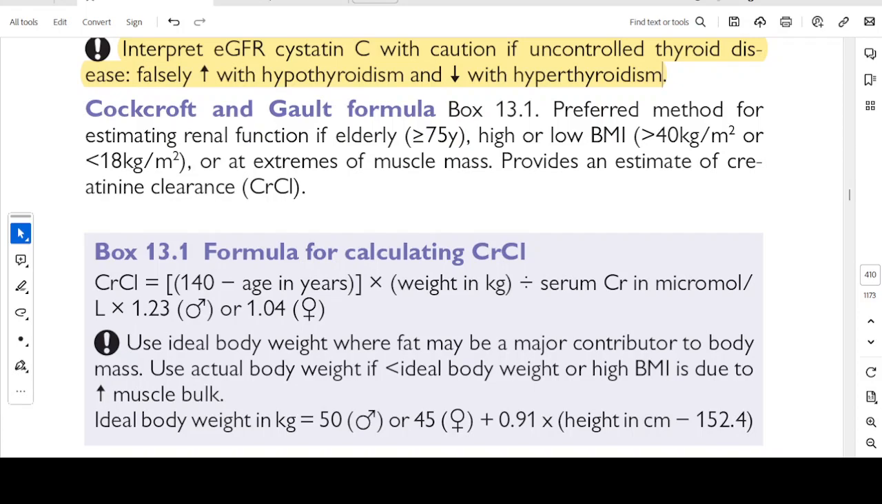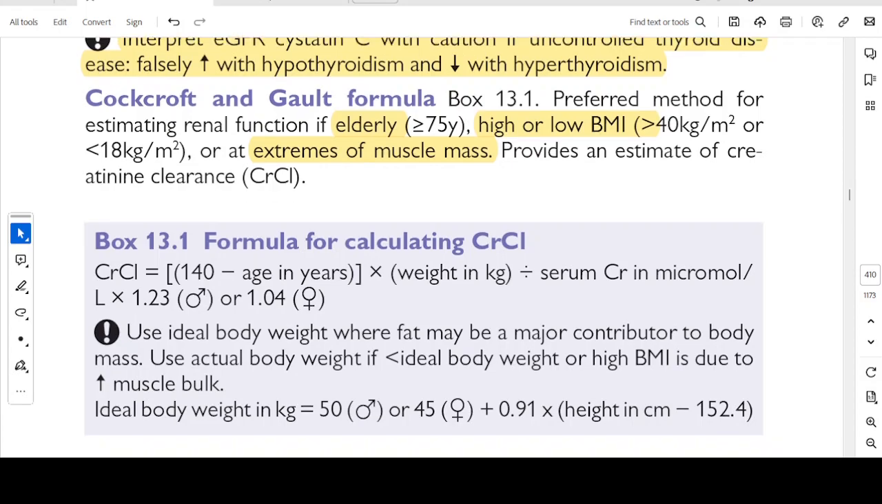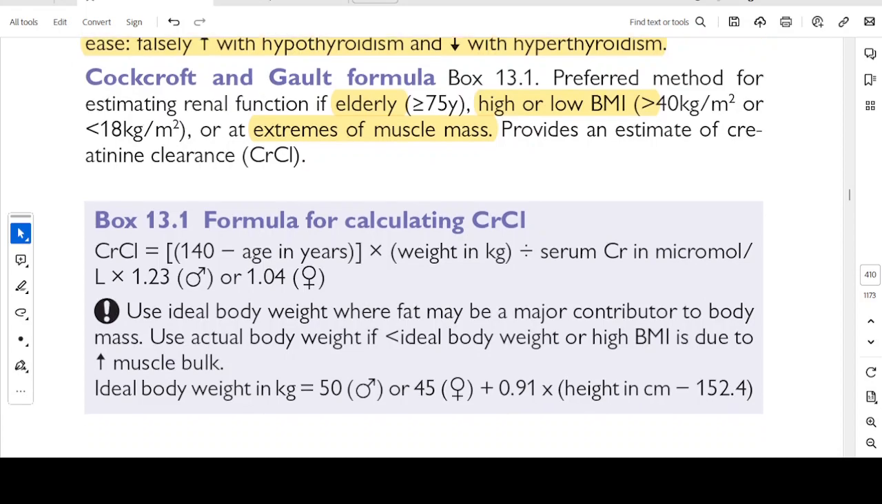Cockcroft and Gault formula. Preferred method for estimating eGFR if elderly, more than 75 years, high or low BMI, more than 40 kg per meter square or less than 18 kg per meter square, or at extremes of muscle mass. It provides an estimate of creatinine clearance. Because, as we have said, in elderly people, when there is high or low body mass index, and when there are extremes of muscle mass like bodybuilders and very lean people, the initial formula was not suitable to measure GFR because there can be wrongly high or wrongly low readings. In that case, you need to use the Cockcroft and Gault formula, which is in box 13.1. So it provides an estimate of creatinine clearance.